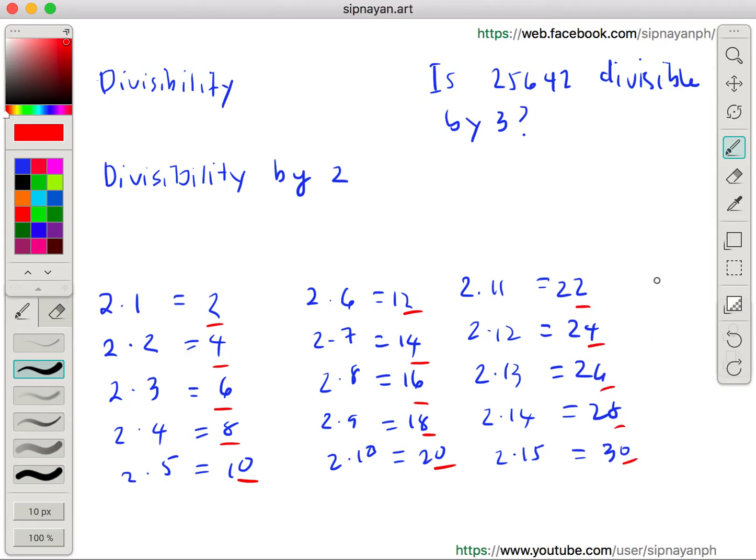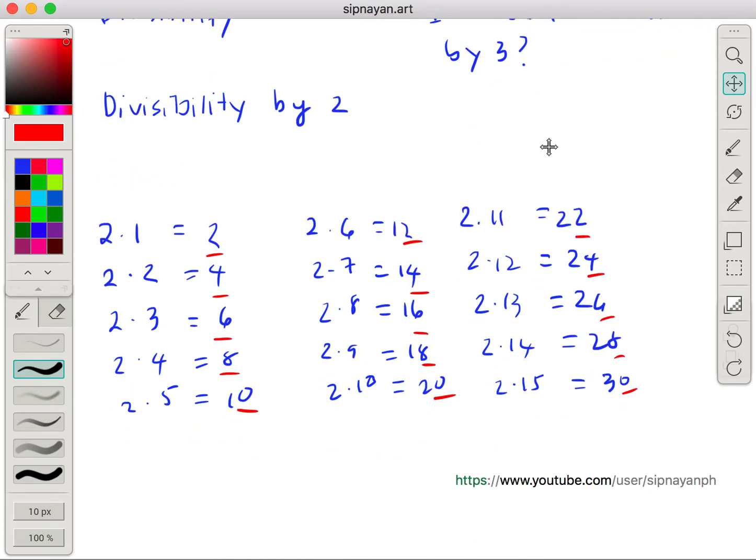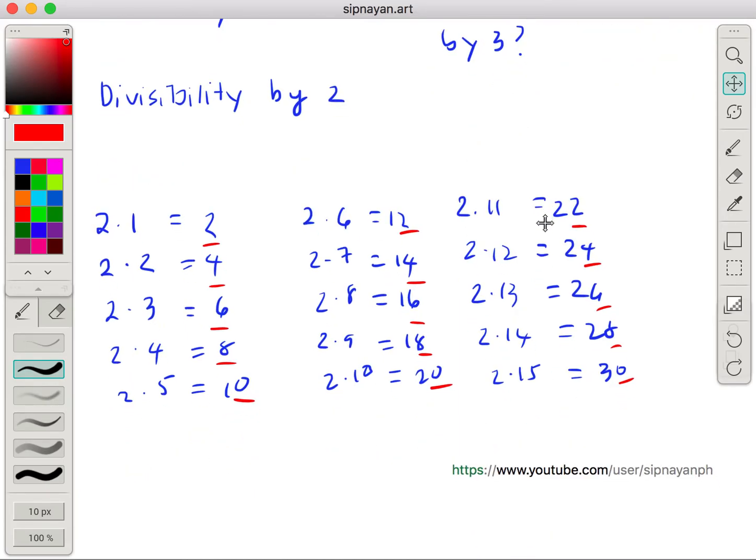So, pwede nyo itry, no? 16 up to 20, 2 times 16 up to 2 times 20. Makikita nyo na uulit pa rin yan. So, ang pinaka-conjecture natin dito, no? Pinaka-hypothesis natin is that number is divisible by 2 if the units digits are 2, 4, 6, 8, and 0.